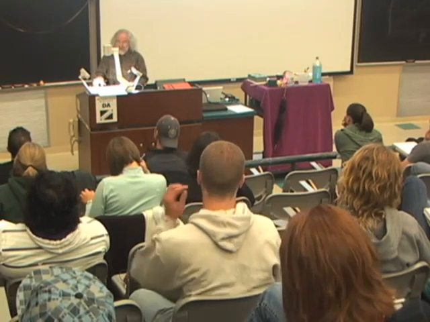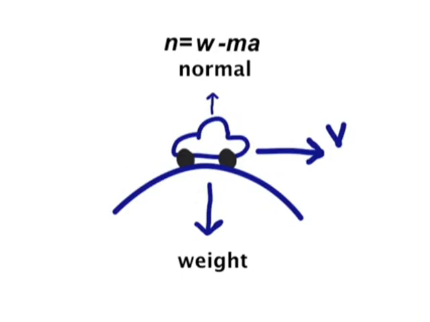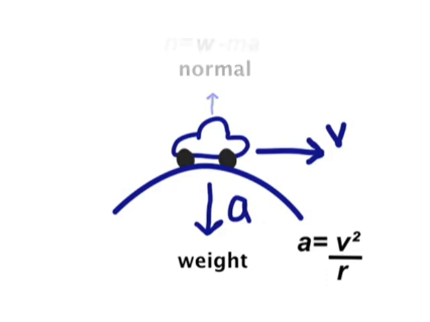So let's assume that you don't want to do that. Then the problem looks just like we've seen. Here's my car, and it's going at a velocity v. Acceleration is directed towards the center. Acceleration is equal to v squared divided by r. But if the car is going as fast as it possibly can, there's one force acting on the car. What is it? Weight.